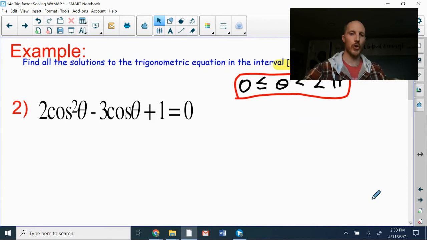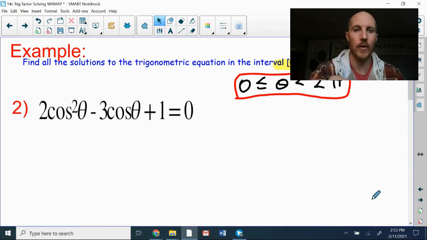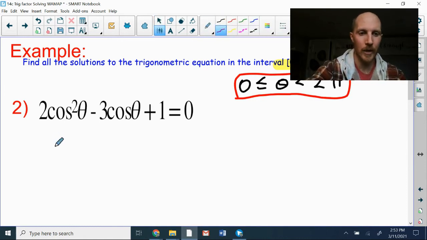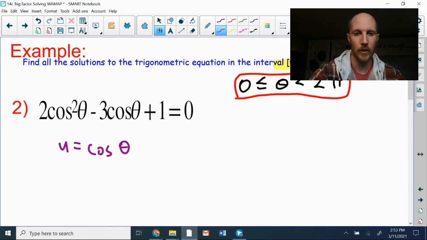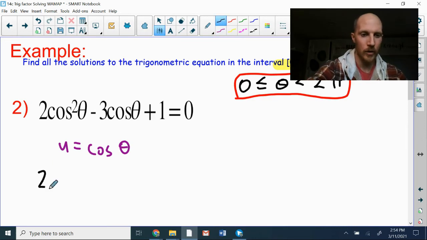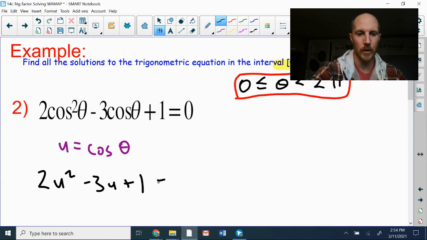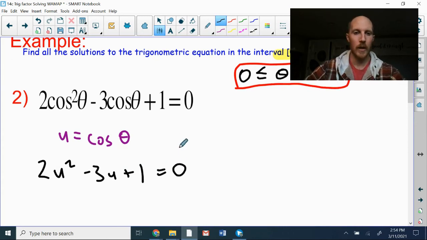Example number 2. All right, first thing we're going to check is that this equation is set equal to 0. It is. That's great. Next, I'm again going to utilize u substitution. This time, u will be cosine of theta, since cosine is in this equation. 2 cosine squared of theta minus 3 cosine theta plus 1 equals 0. So when I make that substitution, 2u squared minus 3u plus 1 equals 0.